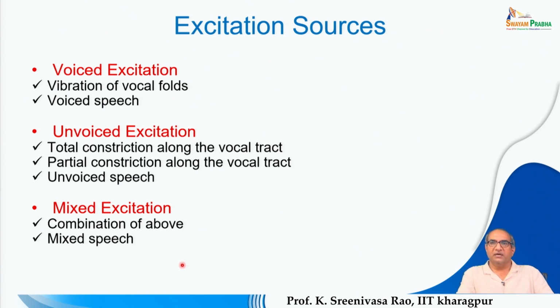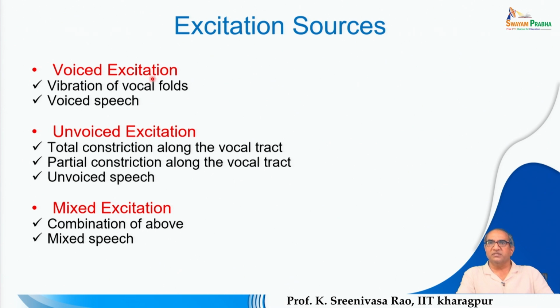And here, as I mentioned, speech production can be viewed as a joint effort of source and system. It means that the characteristics of the output speech depend upon the excitation characteristics as well as the system characteristics. So from here we will see what the different types of excitations in the speech production mechanism are. Here we categorize the excitations into three types. One is voiced excitation.